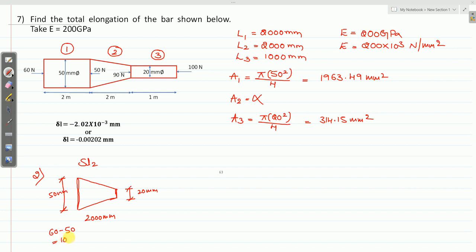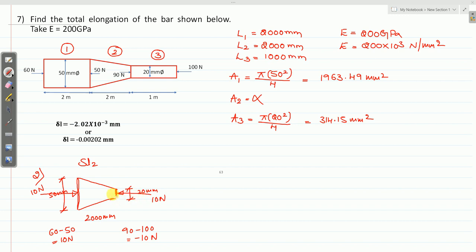You will get 10 Newton. It is positive, so you have to take the direction towards right. So it is 10 Newton. Next, let me find the force at this section. So 90 minus 100. So here it is minus 10 Newton. This negative sign indicates that you should take the force towards left. So this is 10 Newton.